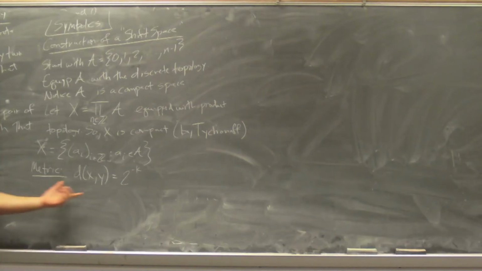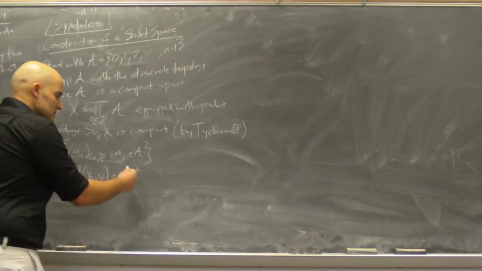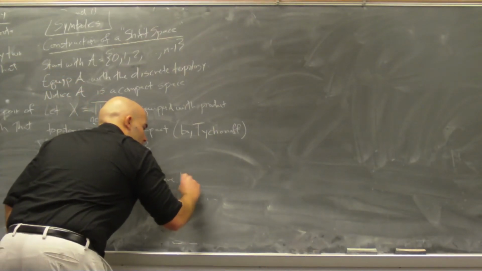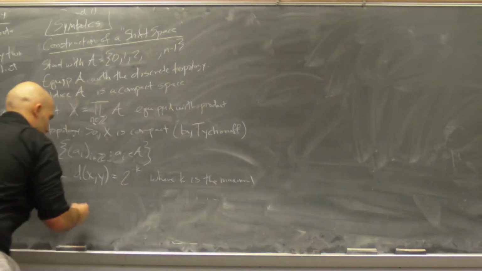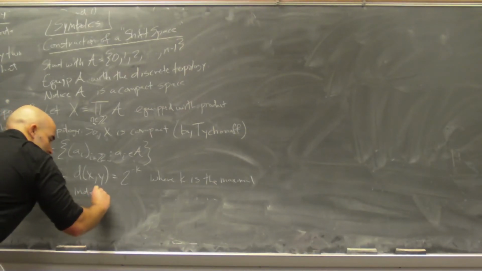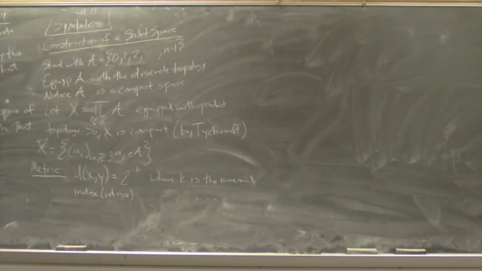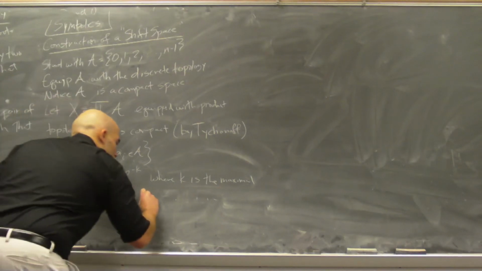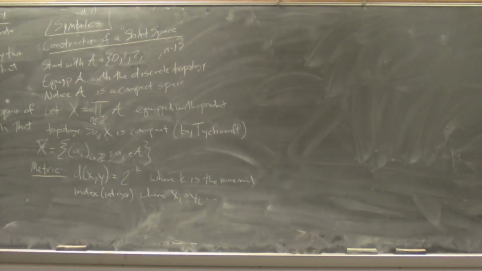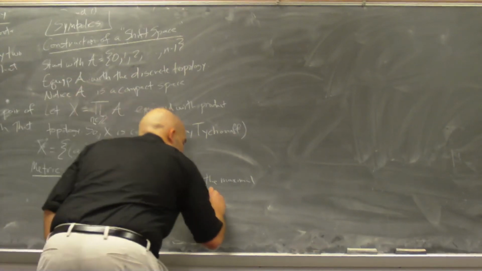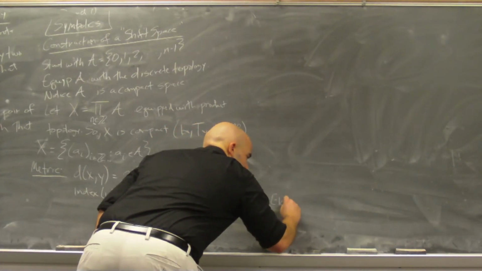So what that's going to do is that the distance between any 2 sequences in the space is going to be 2 to the negative k, where k is the maximal index, if you want, or integer. In this case, it's going to be a positive integer. It's the maximal index where the sequences match up exactly over indices i that are in the closed interval negative k to k.